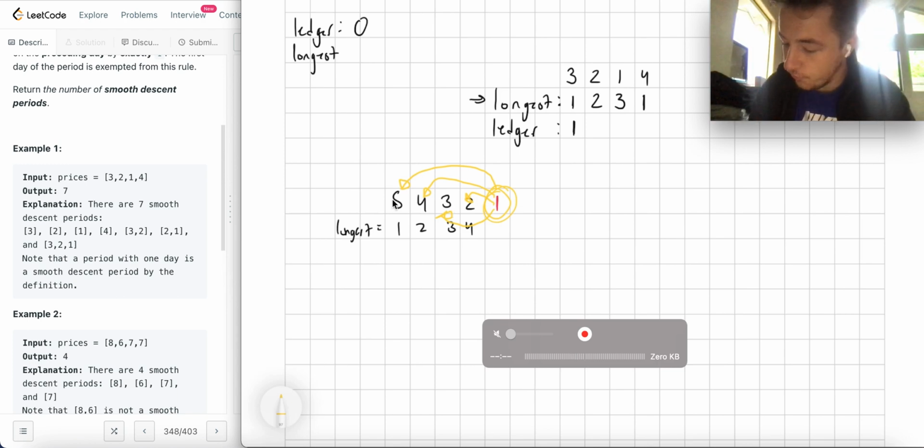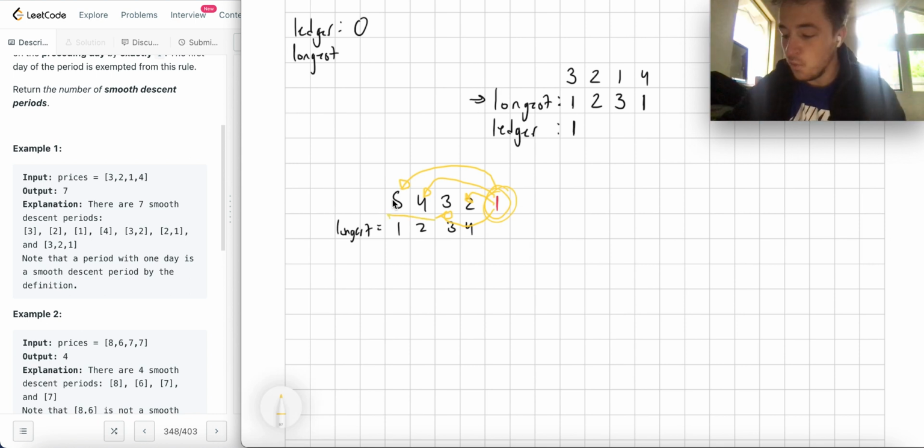So there's a length 4 smooth descent period. That means you can attach 1 to all 4 of the numbers and create a new smooth descent period. And then you can add the one where 1's alone, right?